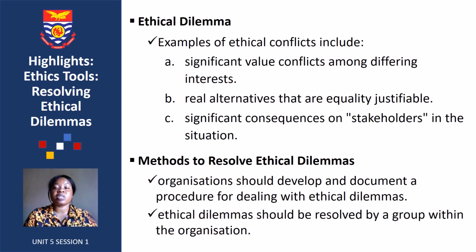Then we have real alternatives that are equally justifiable. So you have some alternatives that you have. However, all the options that you have are equally justifiable. So you don't know what to choose or what not to choose.